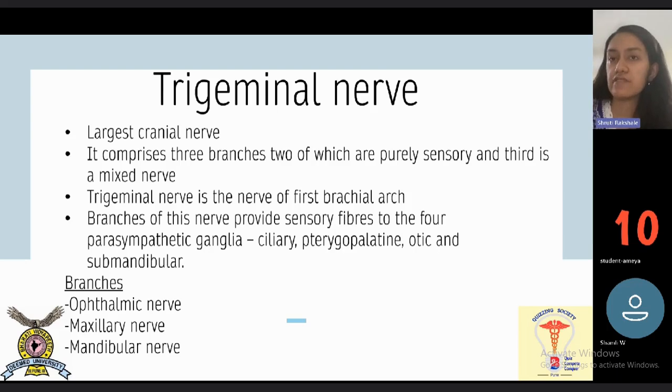The trigeminal nerve is the largest cranial nerve. It comprises three branches. Two are sensory, while the third one is a mixed nerve. Ophthalmic and maxillary are sensory nerves, while the mandibular nerve is a mixed nerve. The trigeminal nerve is the nerve of the first branchial arch. Branches of this nerve provide sensory fibers to the four parasympathetic ganglia. These include ciliary, pterygopalatine, otic, and submandibular. The branches, as I already told you, are ophthalmic, maxillary, and mandibular.